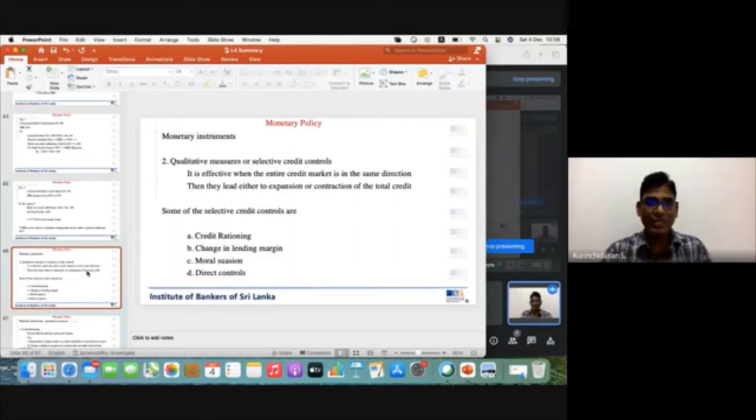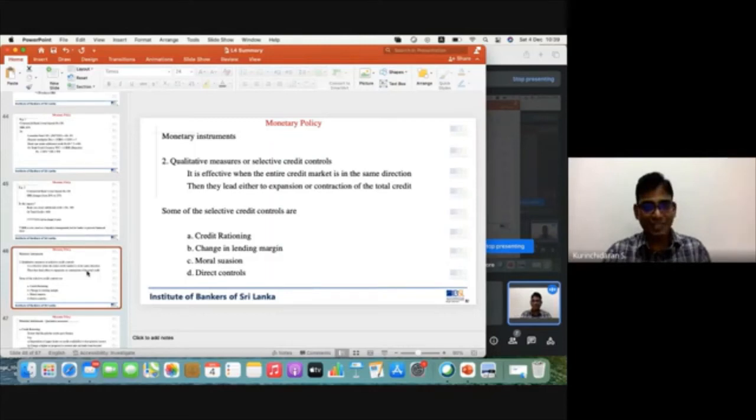So here you can see four types of qualitative measures. One is credit rationing. Second, change in the lending margin. Third, moral suasion. And D, direct control. These are the qualitative measures.